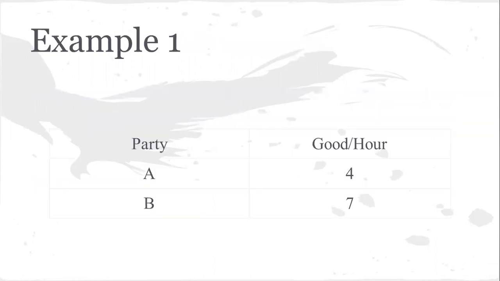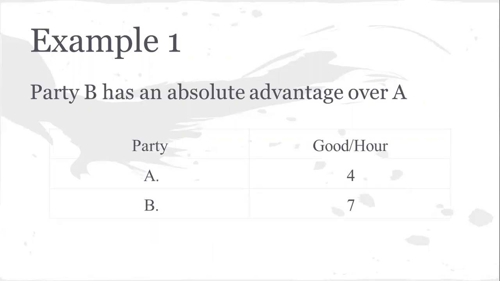Now, this is example one. In this example, there are two parties, party A and party B. On the right hand side, we have a column with the produce of goods and services per hour. Clearly, country A is producing fewer goods per hour than country B, which is producing 7 goods per hour. So we can say that party B has an absolute advantage over A, because they are producing more goods using the inputs per hour.